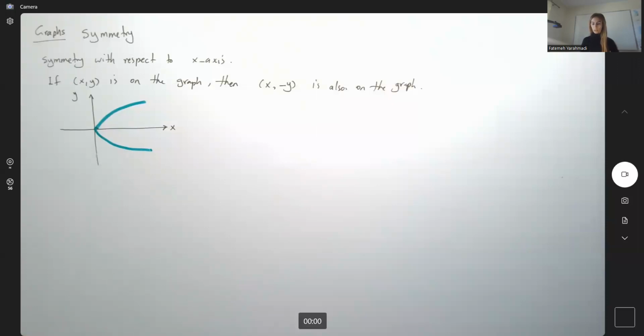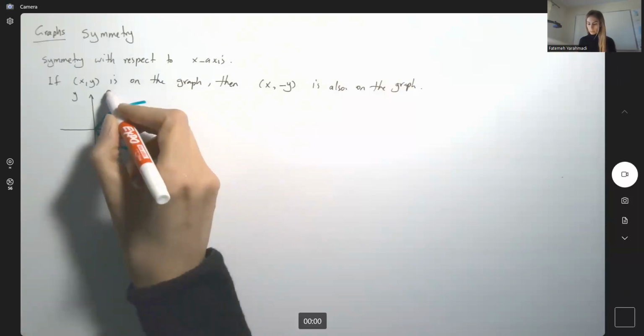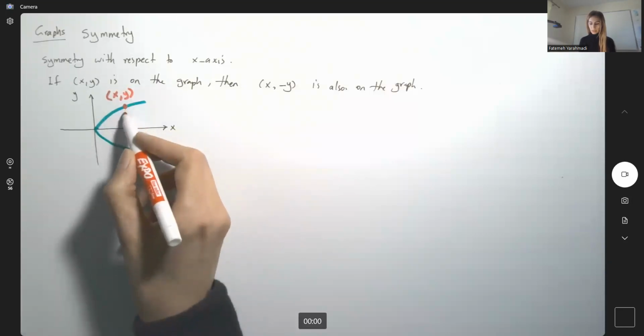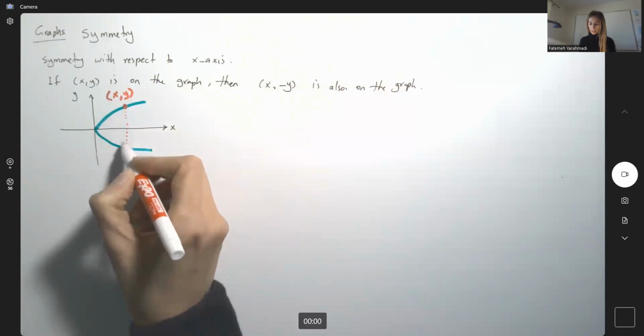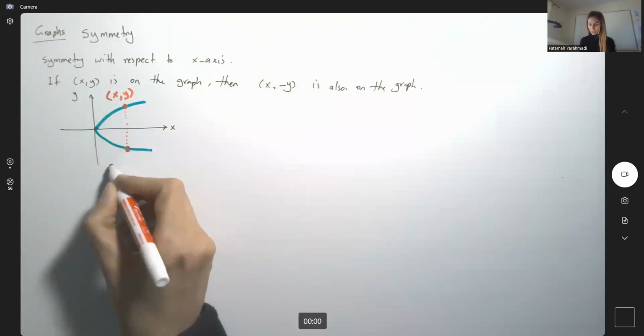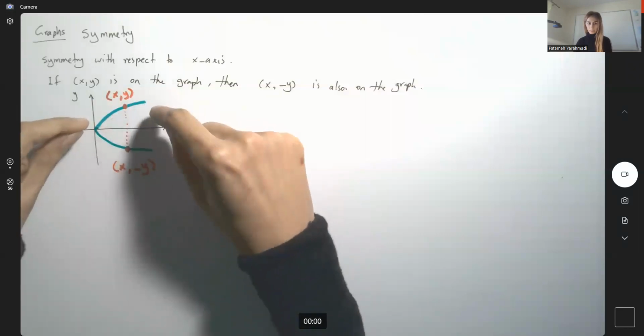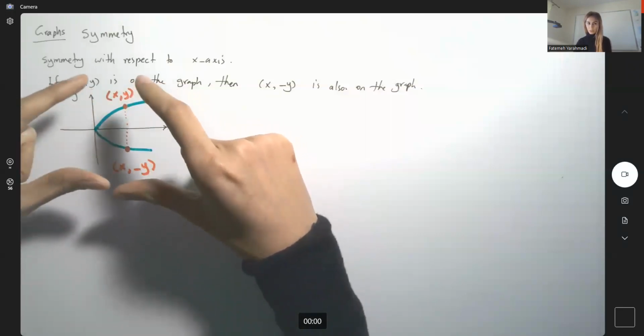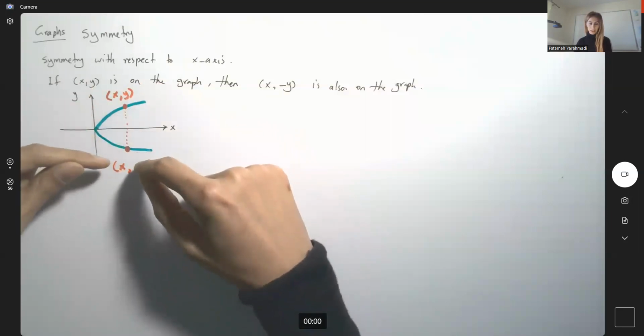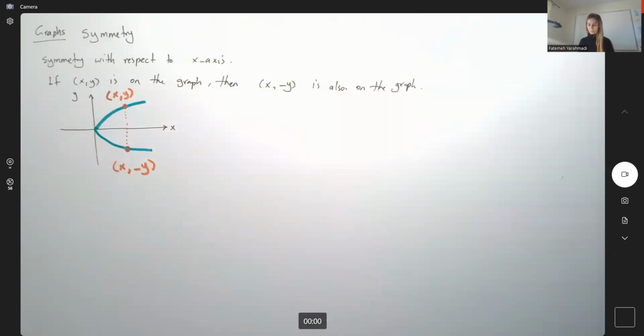If I take any random points, like this point here, x and y, its reflection with respect to x-axis is also on the graph, but in this case, you have x and minus y. So in this case, we say that, hey, we have symmetry with respect to x-axis. If I take this piece of graph and fold this with respect to x-axis, I get the exact same piece on the other side. This is symmetry with respect to x-axis.